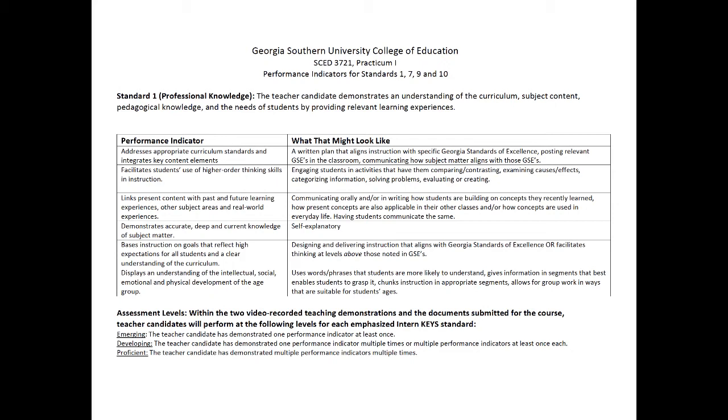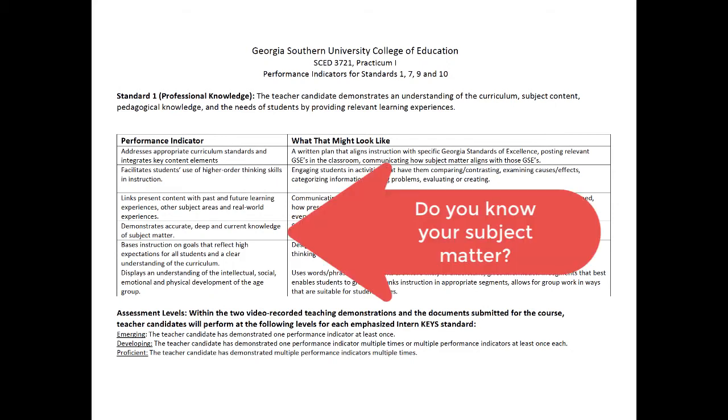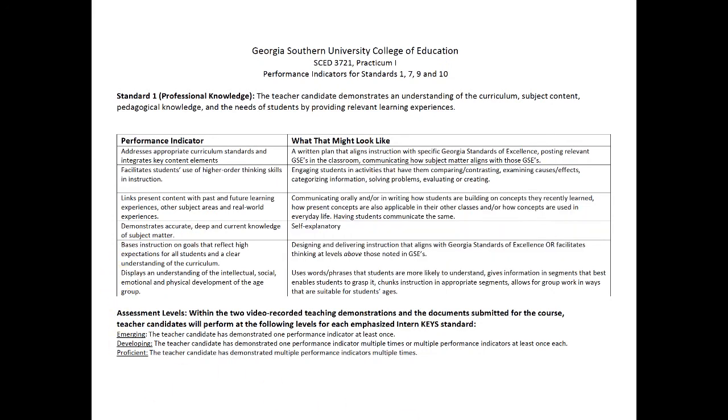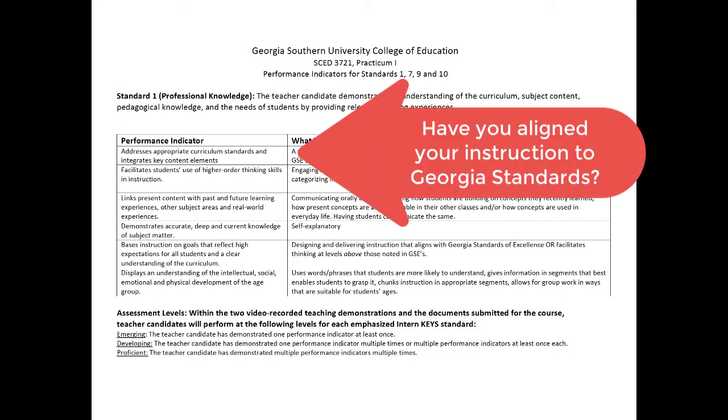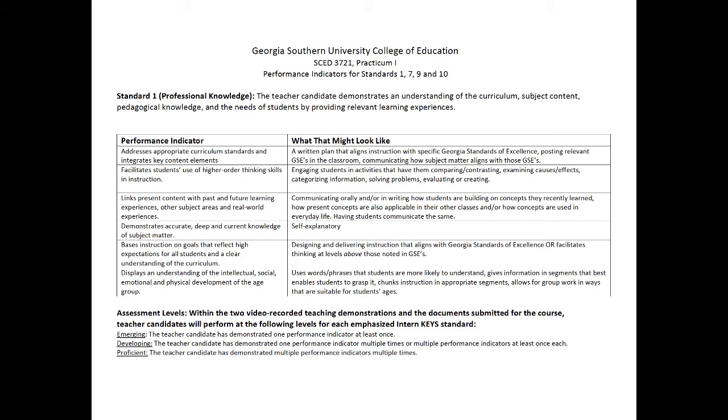Well, certainly I will look for evidence that shows you know your subject matter. That's noted in the fourth performance indicator. What concepts are you teaching, and are you explaining them correctly? How are you doing that? And are you using the appropriate resources to help students understand those concepts? Also, I would look for evidence that you've aligned your instruction to Georgia standards as well as to measurable learning objectives and activities. That's the first performance indicator for this standard. I would look for the ways that you communicate that alignment somewhere in the lesson.